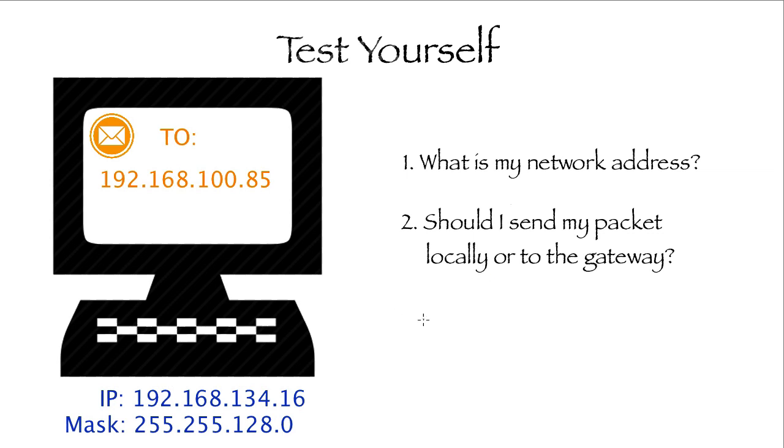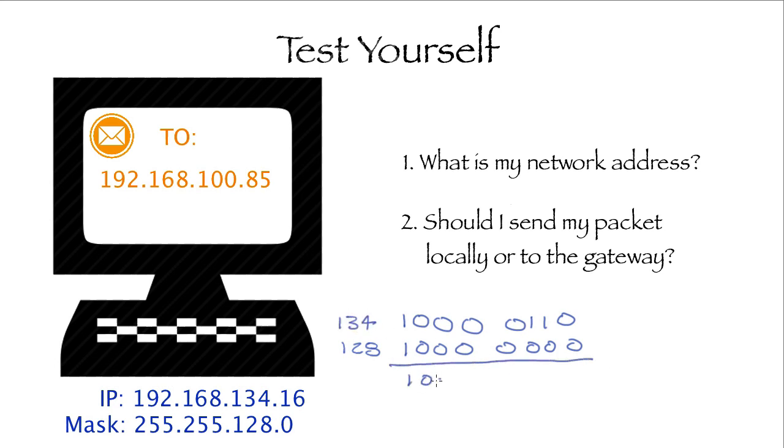Okay, so let's see what answers you got. Your IP address is here. When you AND these two, it's not quite as obvious because you've got 134 and you've got 128. So let's just look at that ANDing. 134 is actually this number, 10000110, and 128 is this. And so when you AND those two, you're going to get this number, which is 128.